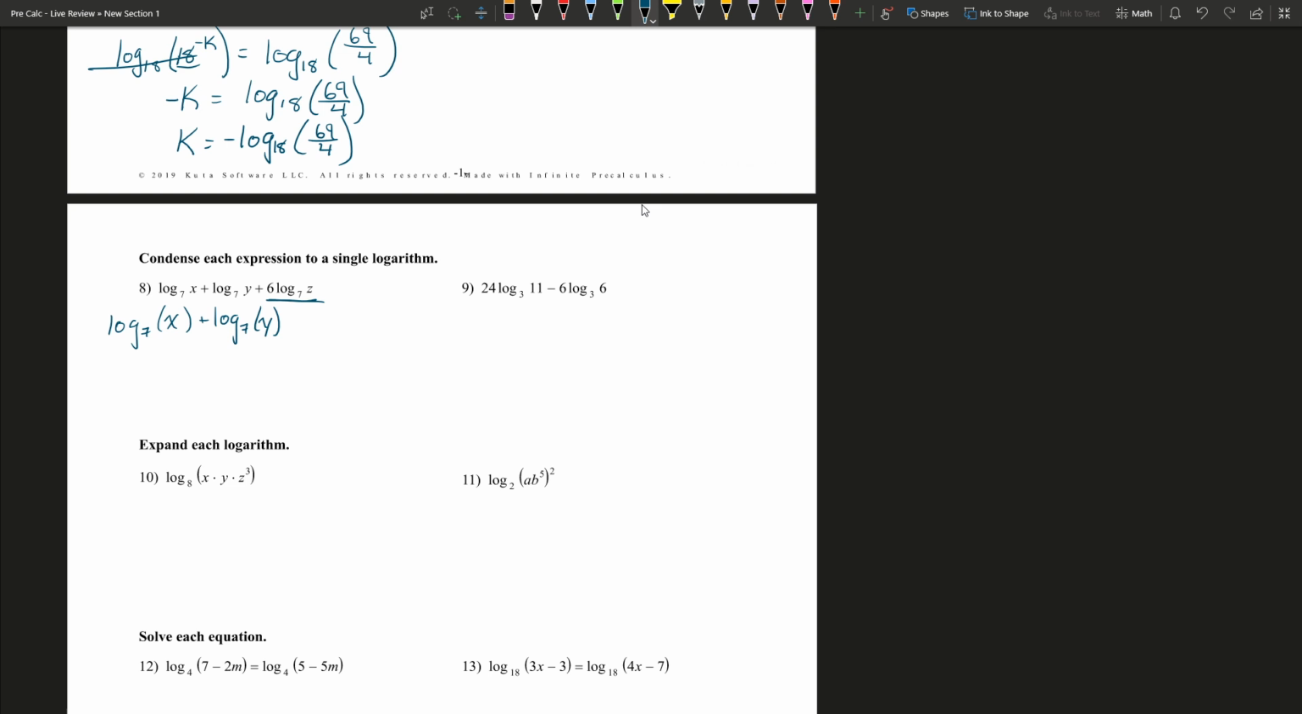Except for the right-hand expression. So if we were to condense 6 log base 7 of z, that can be rewritten as log base 7 of z to the 6th, because this 6 becomes the exponent. Then we have a sum of logarithms with the same base, which means we are using the product property. And the product property says that if we have a sum of things with the same base, we can take a single log of the product of each of these things. So we have log base 7 of x times y times z to the 6th.